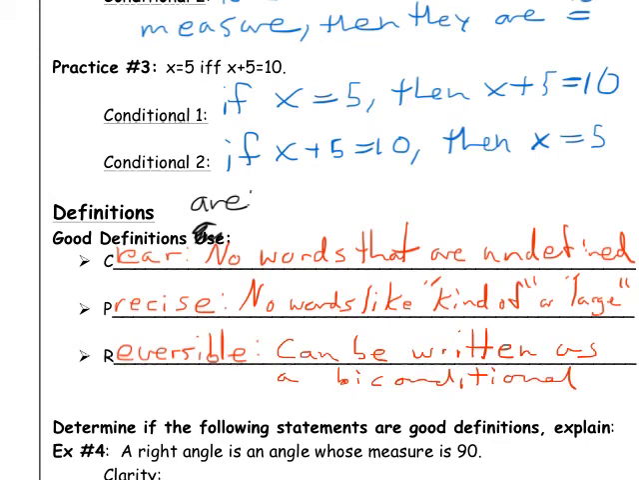So I know my handwriting is hard to read here, but that means that both the converse and the conditional are true. Okay. And we call that the CPR check, because just clear, precise, reversible, right? So that is the CPR check. So when I ask you to check if these are good definitions, you're going to do the CPR check.